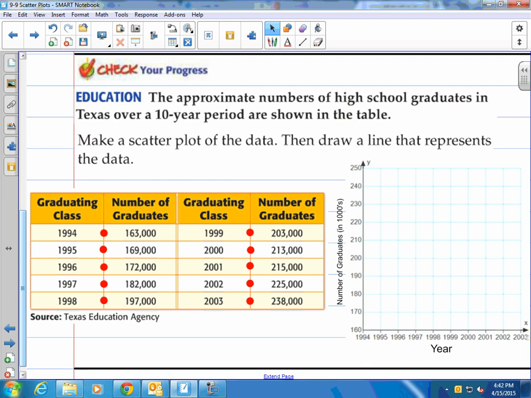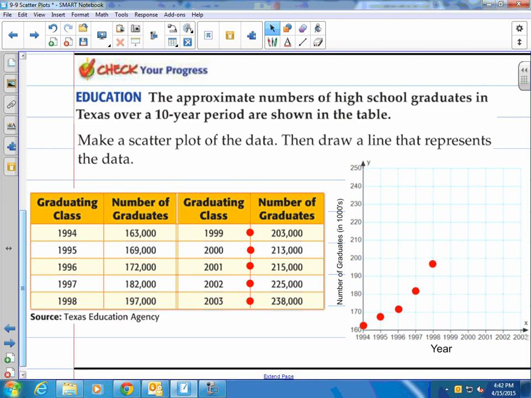And now they just want you to plot each one of these. So we got 1994. I'm going to grab that dot, go to 1994 and go up to 163, which is about right there. I'm going to let it go. How about 1995? That's going to be 169. That's about right there. Let's see here. 1996 is going to be 172. That's about right there. And notice I'm just approximating where these go. 1997, 182. But I'm starting to see a trend here.